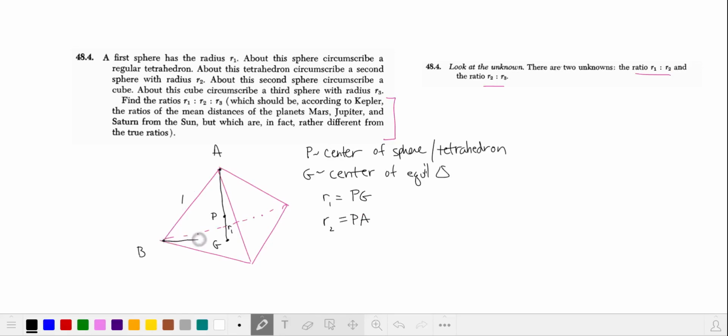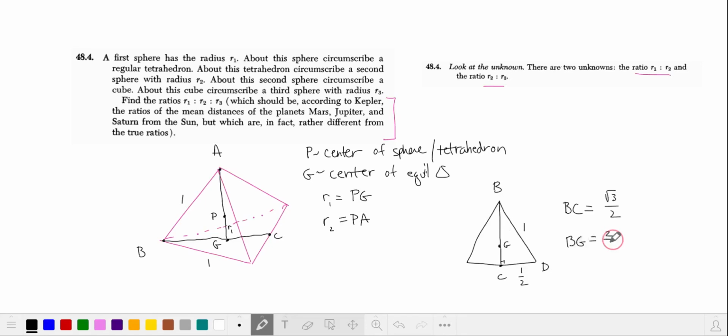I'm going to draw BG. It's also going to be a median of this equilateral triangle that's the base of this tetrahedron. We'll call this midpoint C. If I draw this equilateral triangle separately over here, this is B to C, and then G is the center. It's going to be 2/3 of the distance from the vertex to the opposite side of this median, which is also the height of the equilateral triangle. The side lengths here are all 1, so this is 1, and CD is 1/2. The distance from B to C is 1/2 times √3. BG is 2/3 of this quantity.